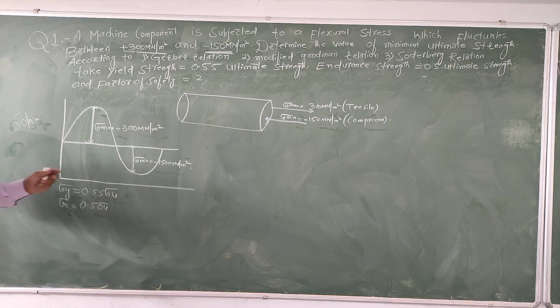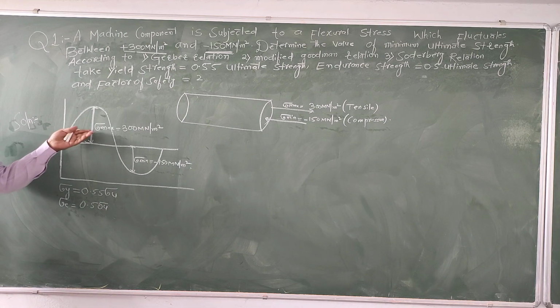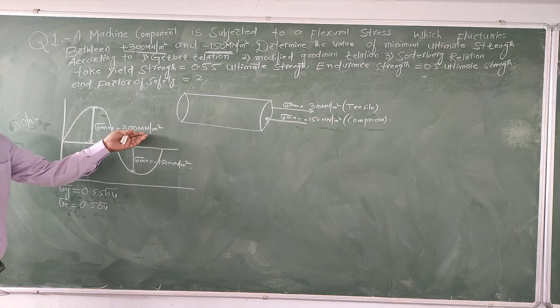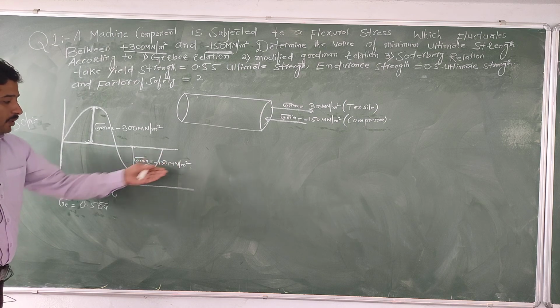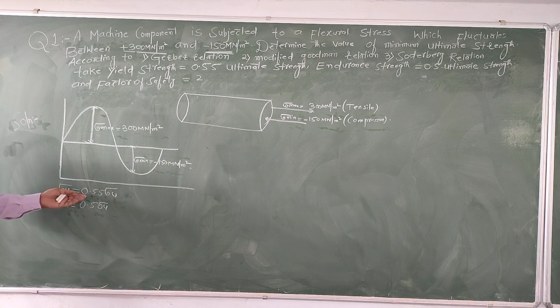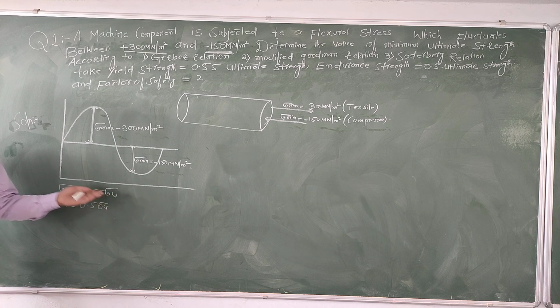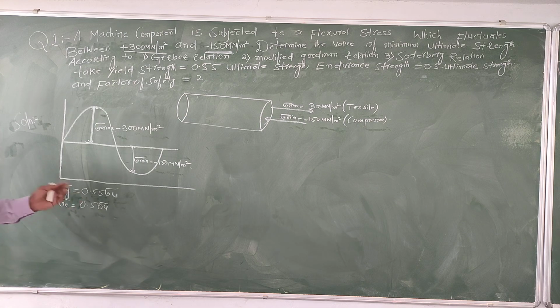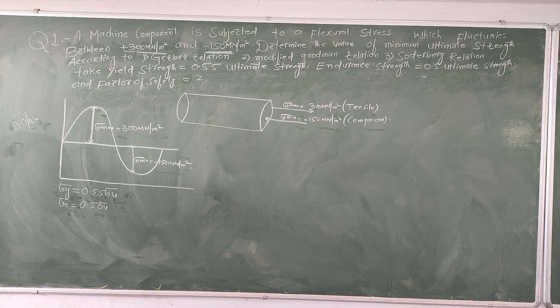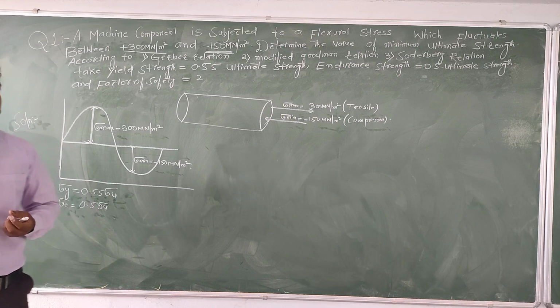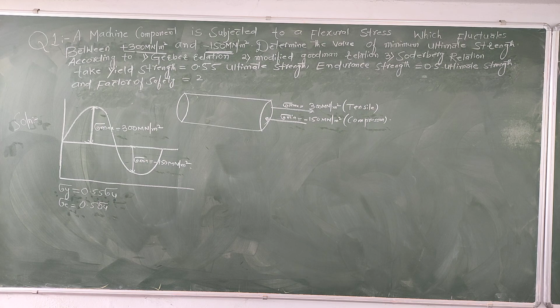This is the given data. Then you can write sigma max is 300 mega Newton per meter square, the minimum stress is minus 150 mega Newton per meter square, the yield strength is 0.55 ultimate strength, and the endurance strength is equal to 0.5 ultimate strength. So we need to find out, first, the Gerber relation; second, the modified Goodman relation; and in the third case, the Soderberg relation, one by one.